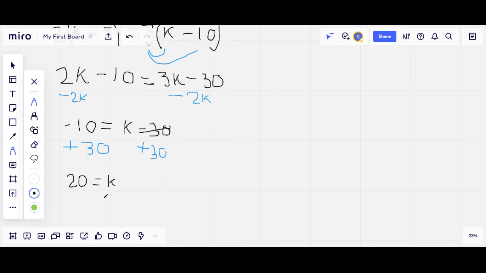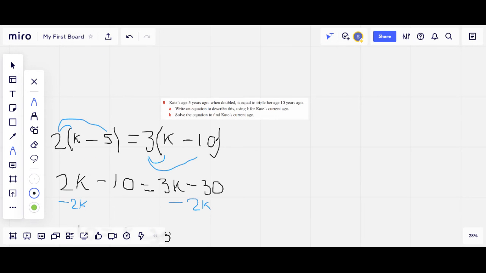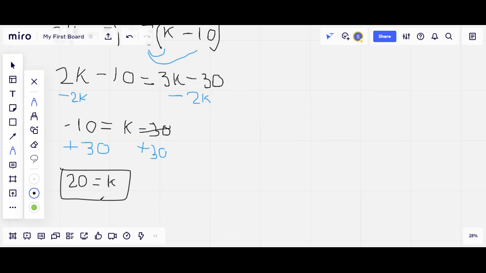So that means if we go all the way back up to the top, that's what we've got for our solution. So that's how we solve the equation to find Kate's current age. So her current age is 20.